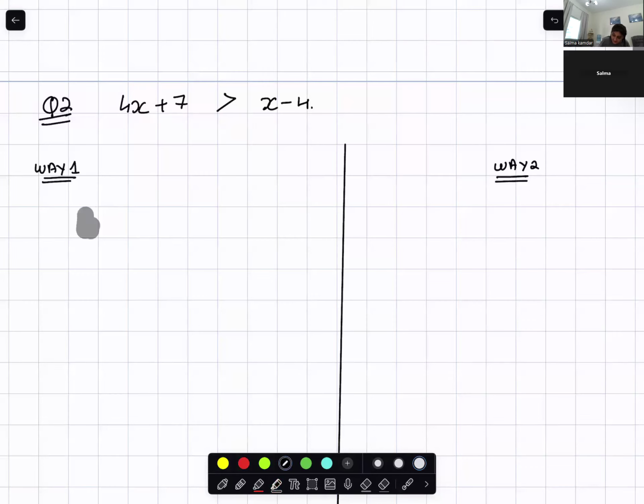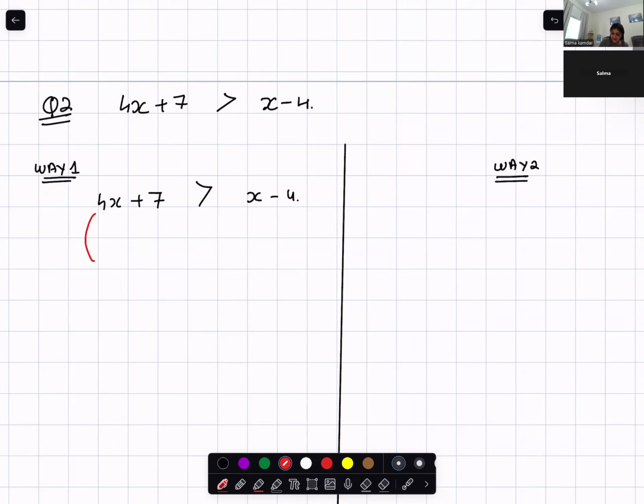I have 4x plus 7 is greater than x minus 4. Unless and until you don't try, you will not get it. You need to get x at one place. So first, what will I do? If you see over here, you have more x. So we can first eliminate the numbers, or you can first eliminate the x. It is up to you.